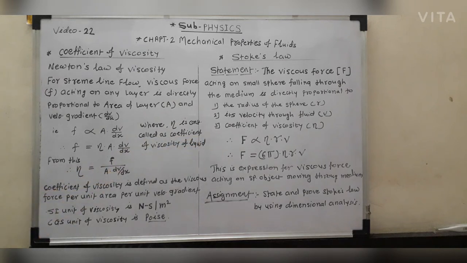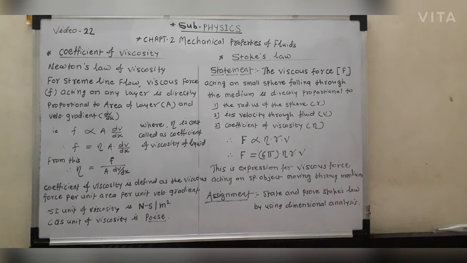Eta is a constant, the proportionality constant, which is called the coefficient of viscosity of the given liquid. From this we can find the coefficient of viscosity eta. Eta is equal to F upon A into dv by dx, as the multiplied terms are taken to the other side and become divisors. This is the formula for the coefficient of viscosity eta. Eta is equal to F, the viscous force, upon A, the area of the layer, and dv by dx is the velocity gradient.